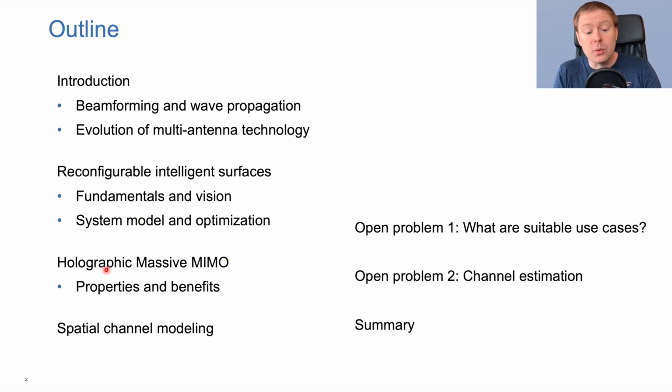Then we will talk about holographic massive MIMO, which is much more related to conventional MIMO technology, which means that we can reuse a lot of the results, but there are also new phenomena appearing in those cases. So I will talk about those properties and benefits. And then I will talk about spatial channel modeling, which becomes very important to consider when we have big surfaces of either of these two kinds. Those channel models are applicable in both cases. Then I will talk about open problems, such as what are suitable use cases for these two different technologies, and how can we do channel estimation. That's also an important open problem. And then we will reach the summary.